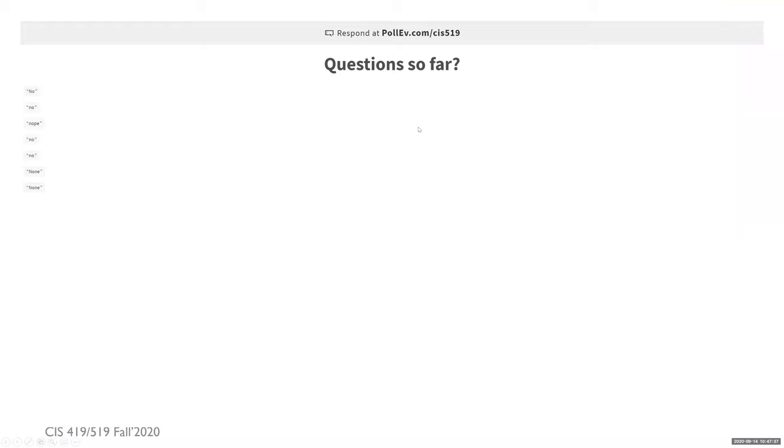Hi, Professor. I had a question. Go ahead. Could you please specify again, what's the difference between a token versus a feature?